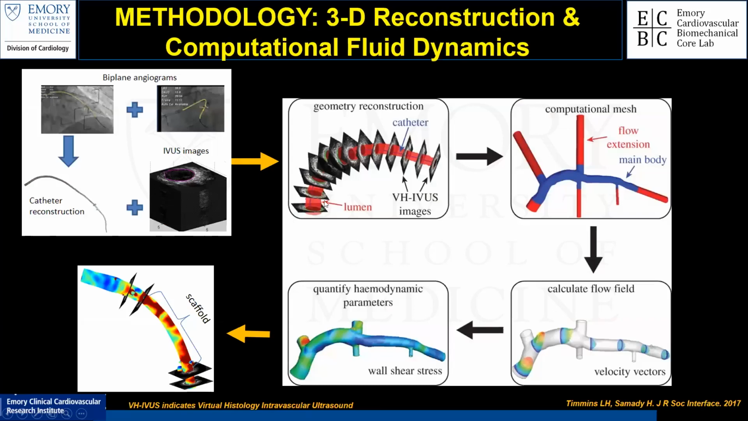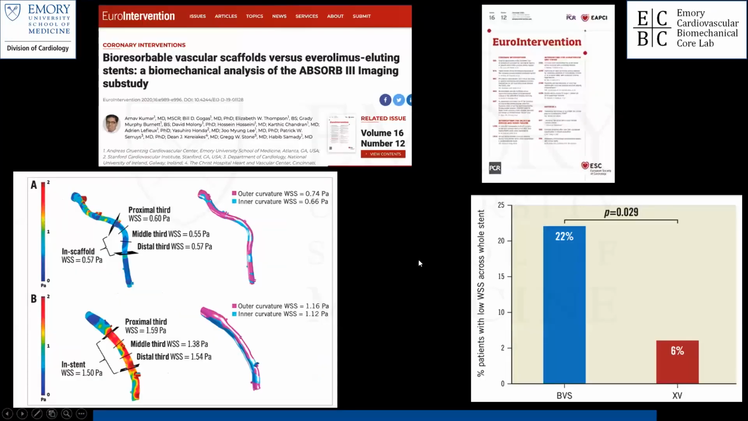And hence, using our previously described methodology, we conducted a biomechanical analysis of the ABSORB III imaging data and showed that the BVS platform was associated with lower shear stress compared with Xience. Here is a case example of the BVS device demonstrating low shear stress across the stented area. In comparison, the Xience stent demonstrates more physiological shear stress.